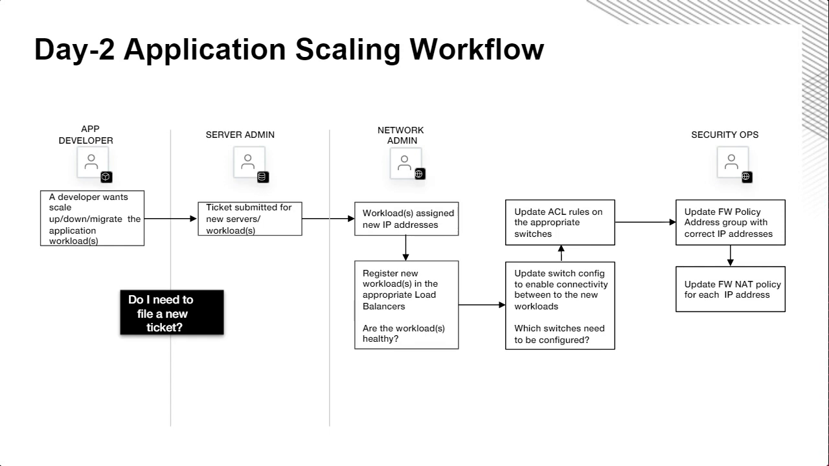But the work doesn't stop there. What ends up happening is that the server admin is going to work with the network team to make sure that new IP addresses have been assigned, that the load balancers have been updated properly, that our workloads are healthy, that we have the right ACL rules in place, updating our switches, applying firewall policies, adding it to the NAT gateway. There's a number of different things that are going to happen. And if at any point in these steps I don't have the specific piece that I need added to the ticket, I have to file a new ticket.